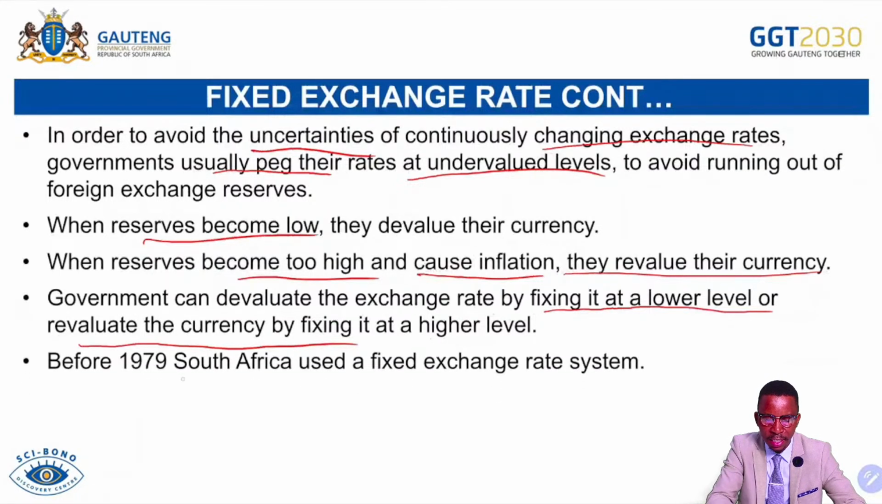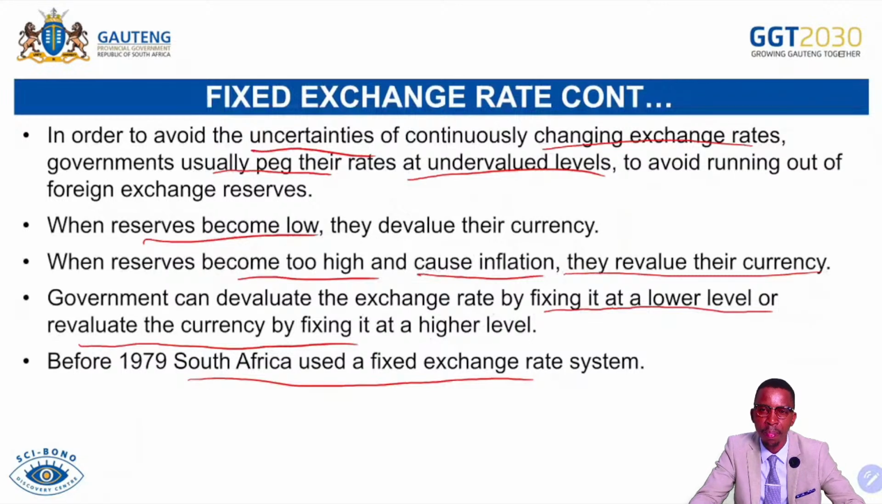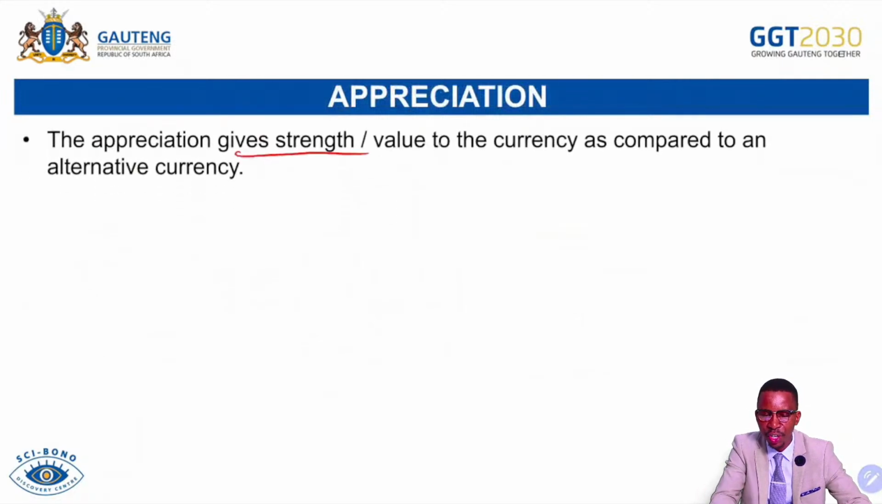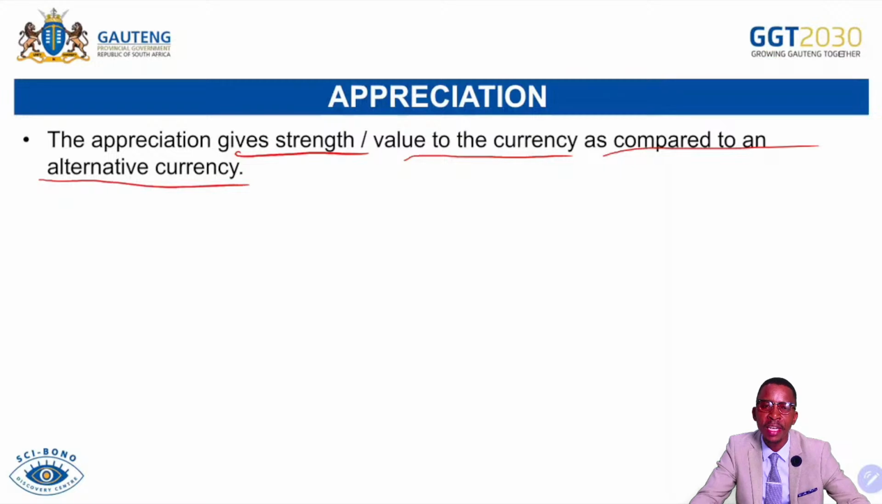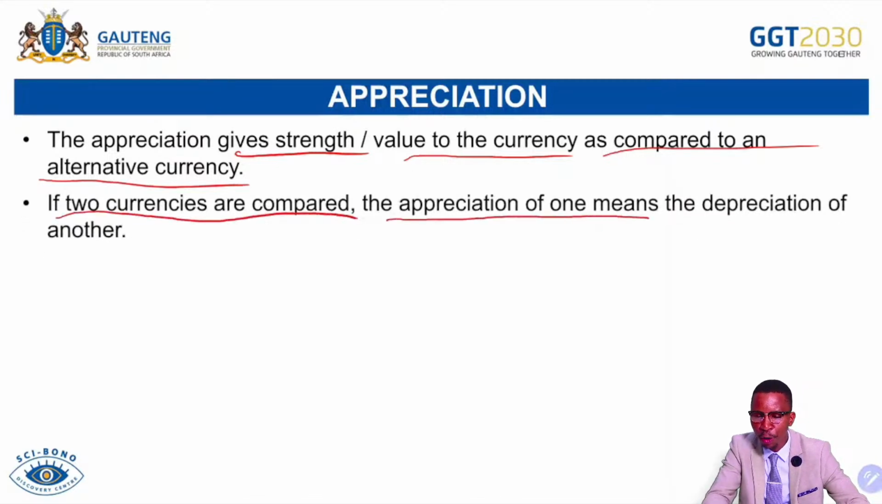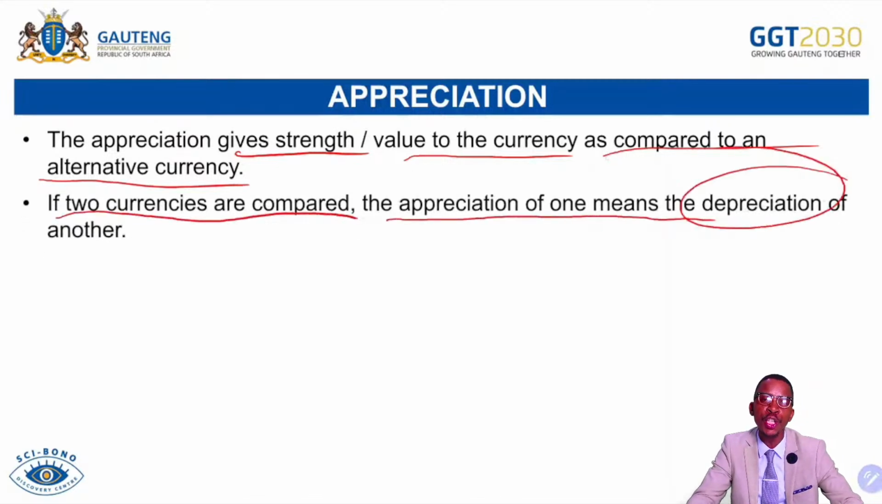Before 1979, South Africa used the fixed exchange rate system, meaning it was pegged, remaining constant for a given period of time because of state intervention. Now we check appreciation. What is meant by appreciation? So appreciation gives strength of value to the currency as compared to an alternative currency. Remember, appreciation refers to the increase in the value of a currency in relation to another currency because of market forces. So if two currencies are compared, the appreciation of one currency means the depreciation of the other currency.